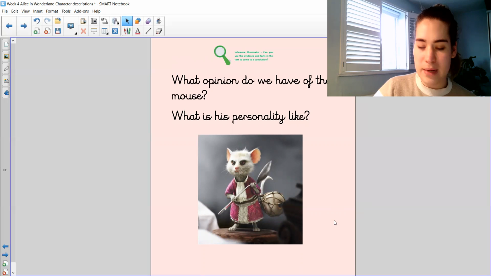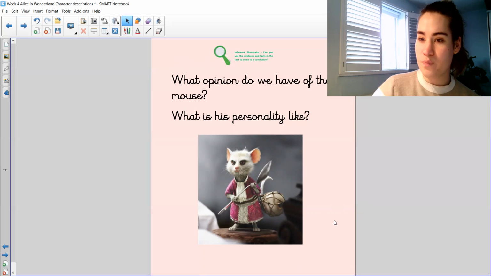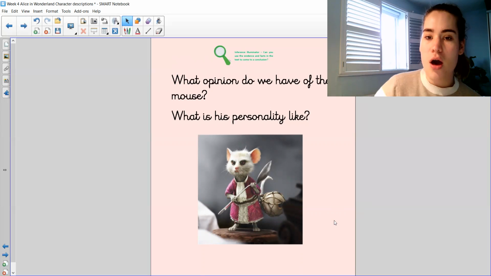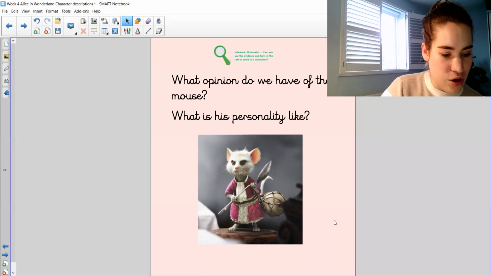Okay, so we can start to form a little bit of an opinion, can't we? On the previous page, 33, it said, "Mouse, who seemed to be a person of authority among them, called out, 'Sit down, all of you, and listen to me. I'll soon make you dry enough.'" So that tells us that Mouse is a little bit bossy and he's kind of in charge of the rest of the animals.